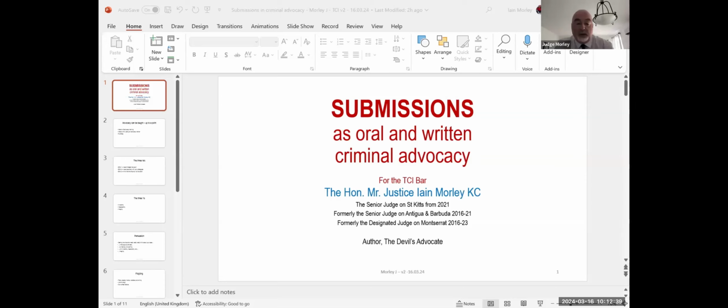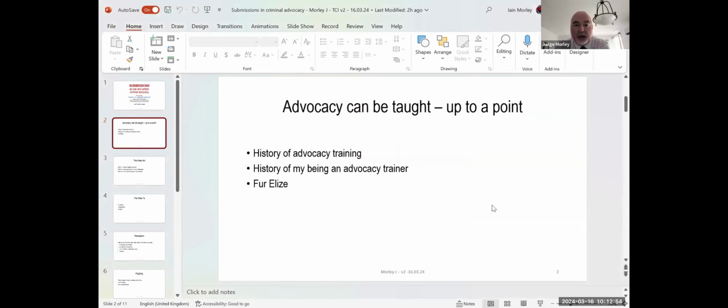All right, so I'm hoping that you can see there the first slide, submissions as oral and written criminal advocacy. Is that right, Mr. Emanuel? Yes, we can see it, certainly. And if I click here, I'm assuming that we go to the second slide. Advocacy can be taught up to a point. Is that right? Yes, it is. All right, super. Well, let's start.